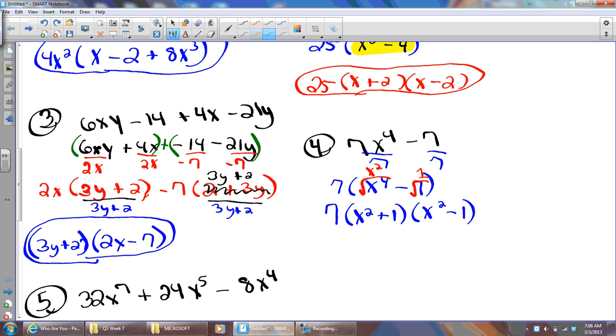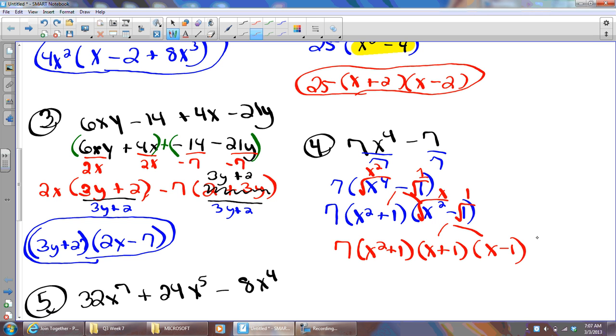Now, I'm not done. This first quantity here, this x squared plus 1, there's 2 terms. Can't GCF, already did. No subtraction sign, no minus sign. It's done. But this one has 2 terms and 1 negative. If x squared and 1 are perfect squares, this guy factors further. Square root of 1 is 1. Square root of x squared is x. Yep, this factors further. I've got a 7. I've got a quantity of x squared plus 1. Nothing happens to those 2. But this one breaks down to these 2 groups, x plus 1 and x minus 1.